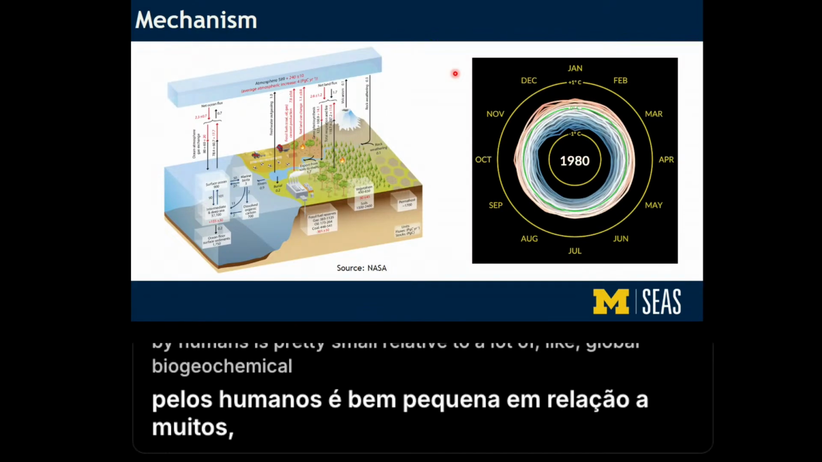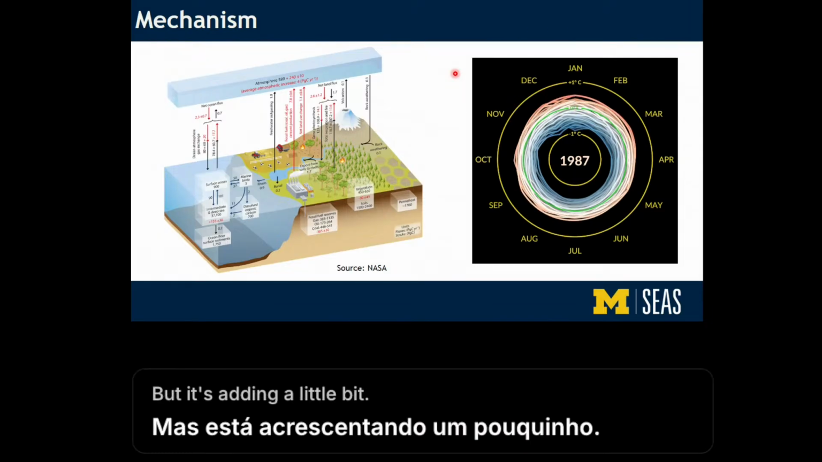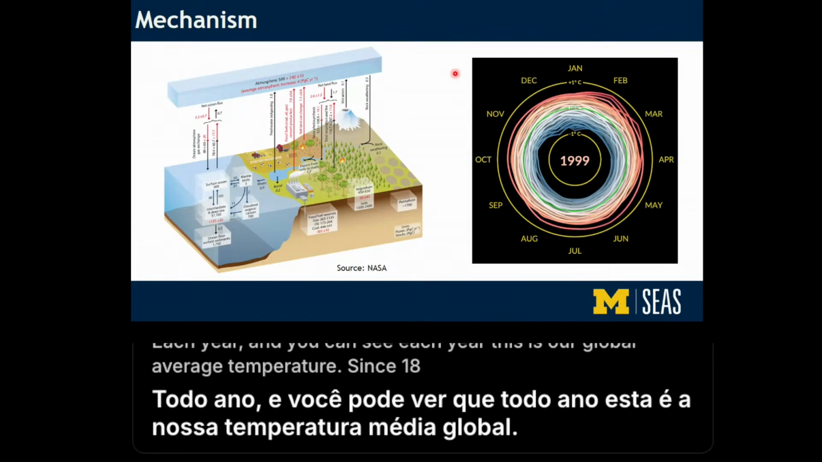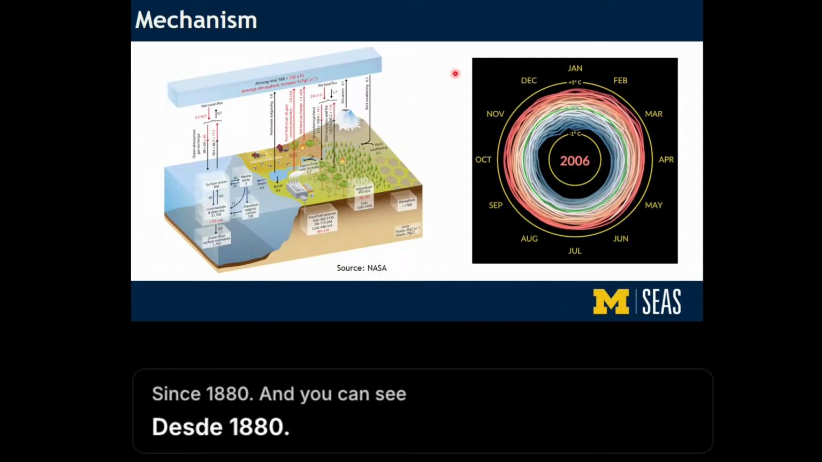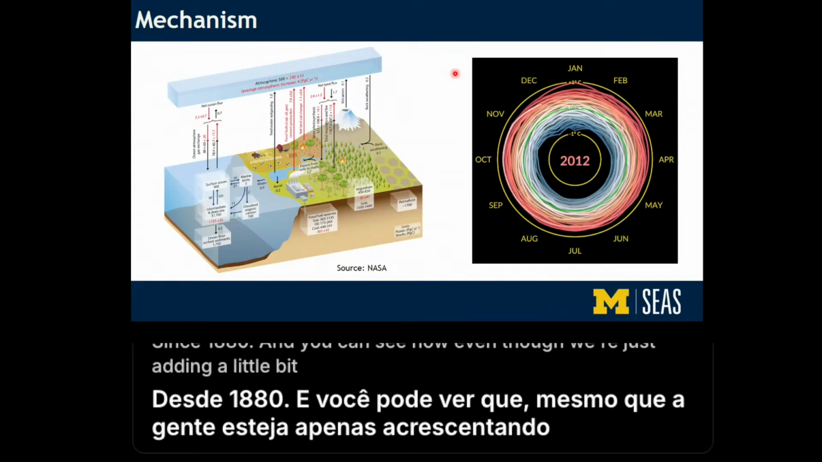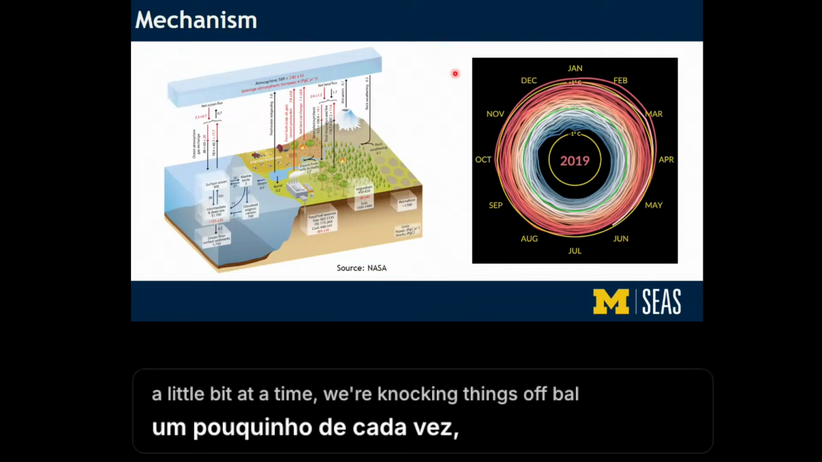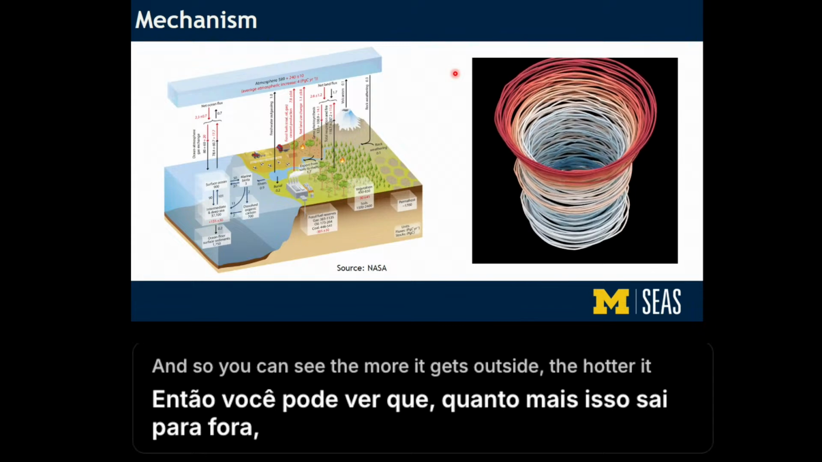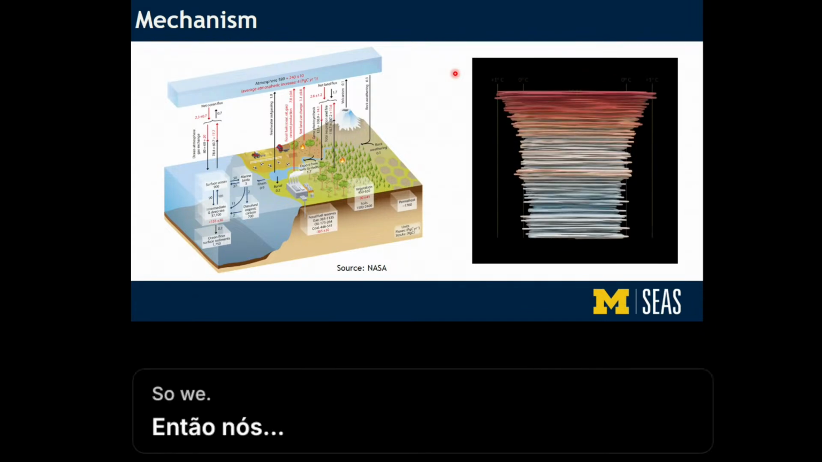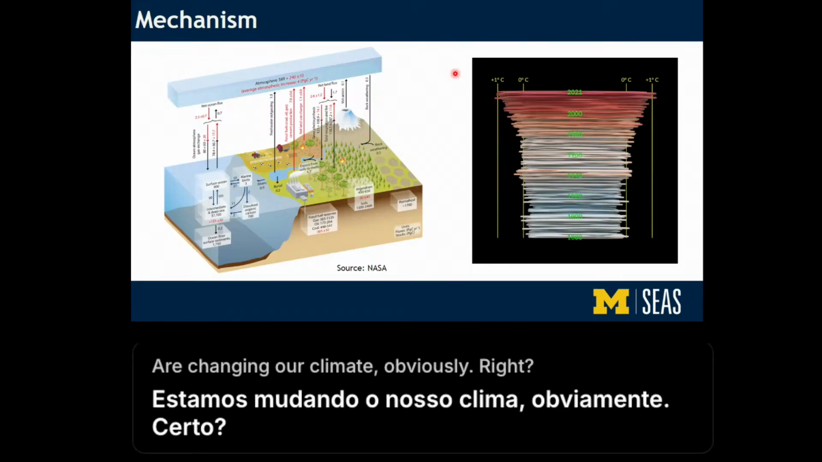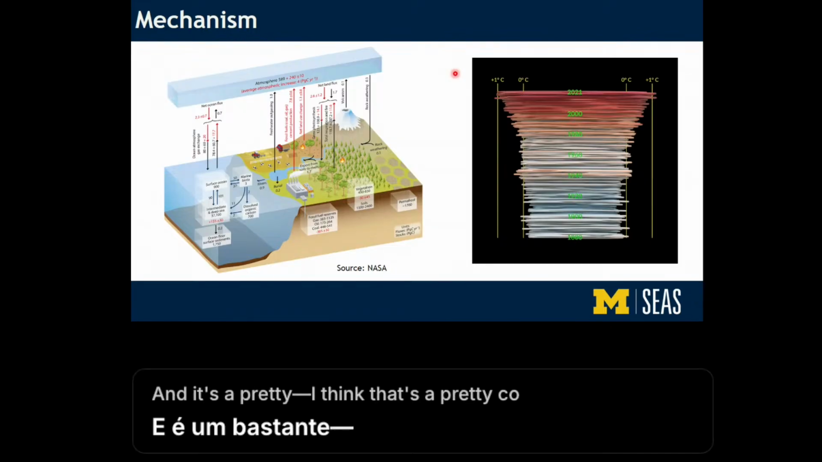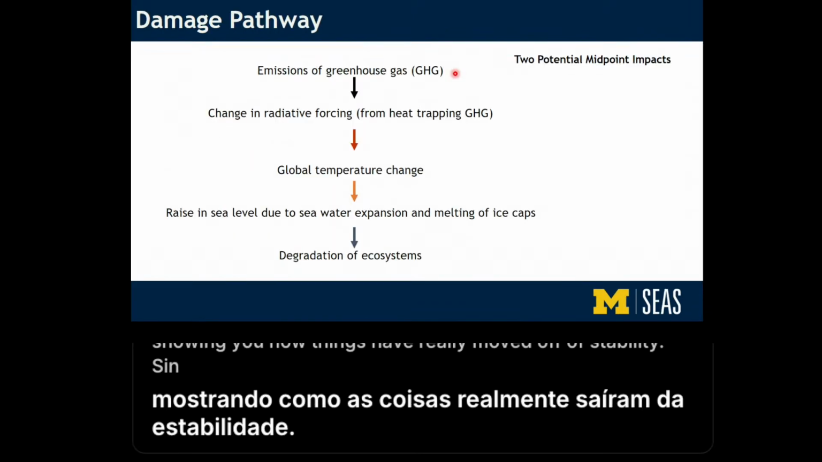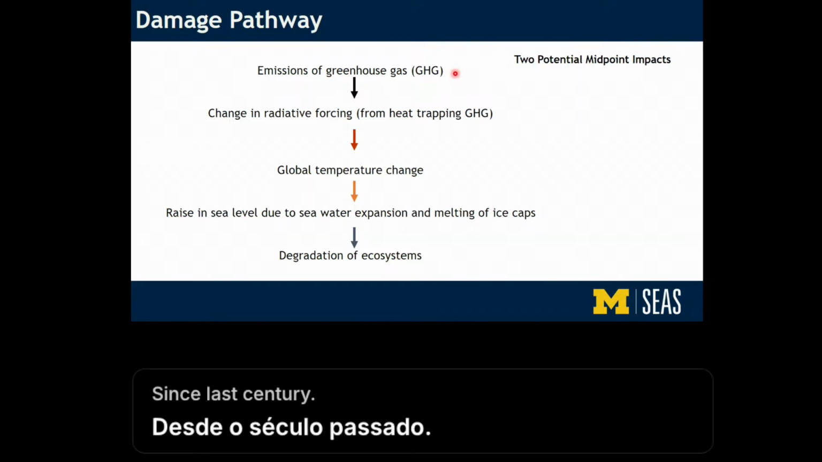And you can see each year, this is our global average temperature since 1880, and you can see how even though we're just adding a little bit at a time, we're knocking things off balance, right? And so you can see the more it gets outside, the hotter it is, right? So we are changing our climate, obviously, right? And I think that's a pretty cool diagram showing you how things have really moved off of stability since last century. So there's 2 midpoint indicators for climate change. We're going to focus on one.